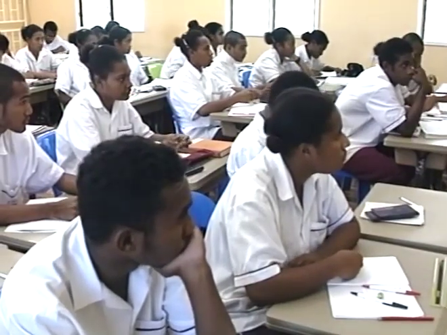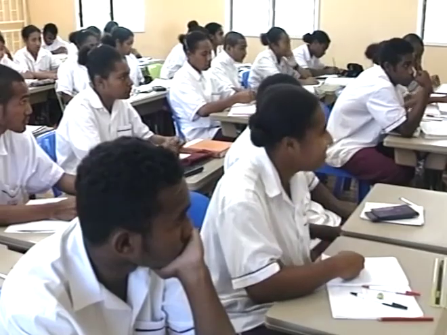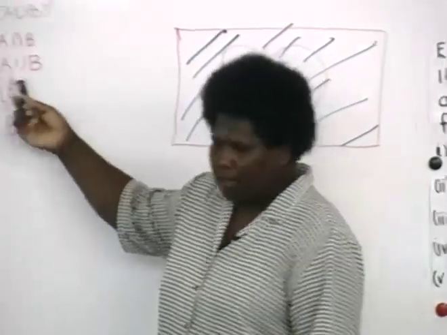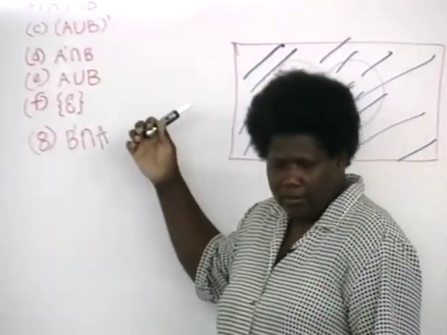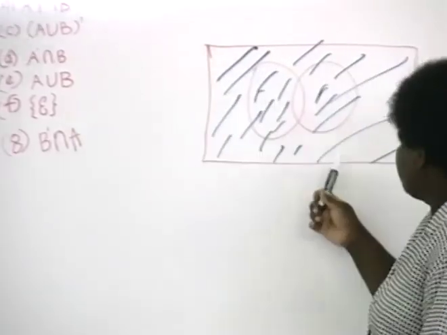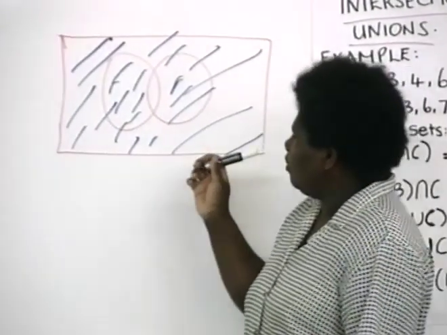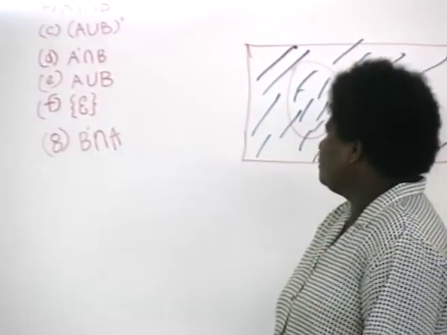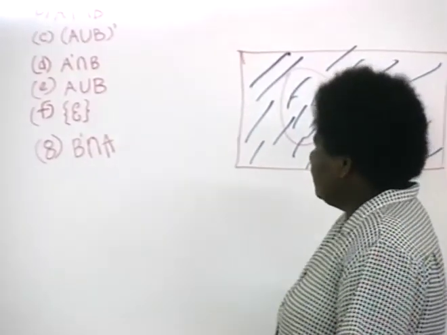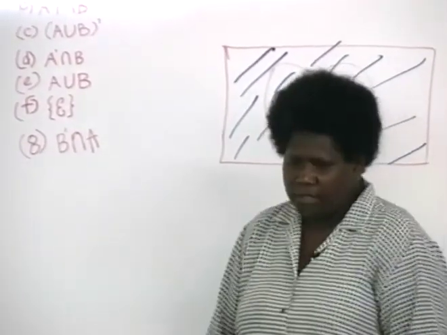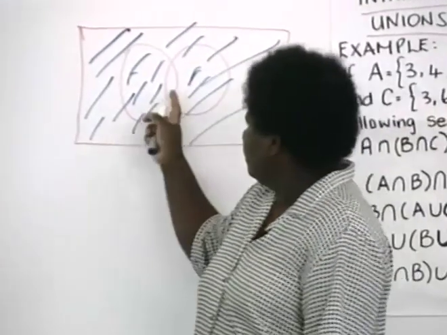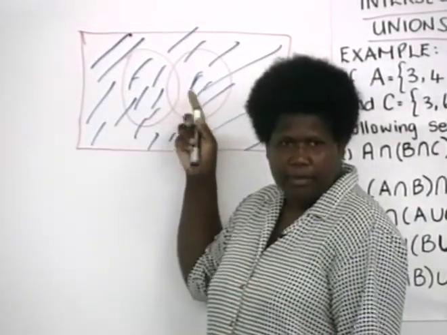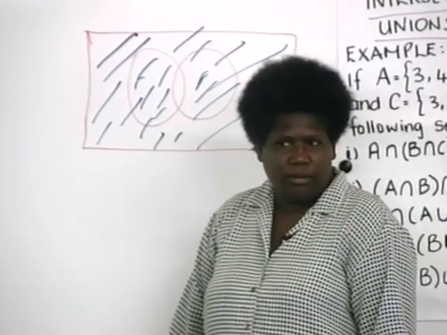It can't be the same. Okay, so letter E, we've got A union B, correct? Letter F, it's supposed to be like this, so it can't be the universal set. The universal set will include this part as well. Is that what I wrote? Yes.